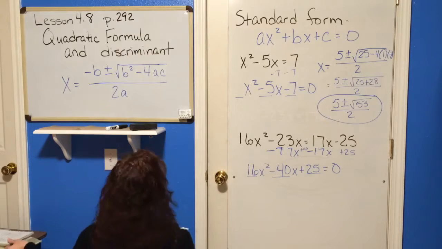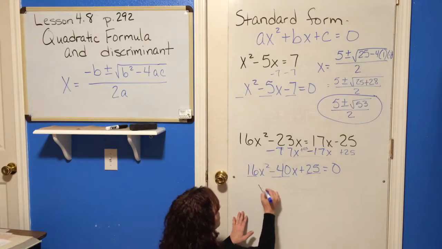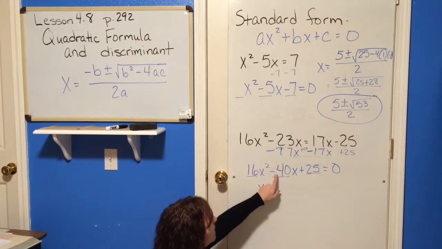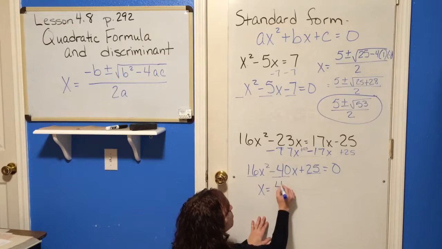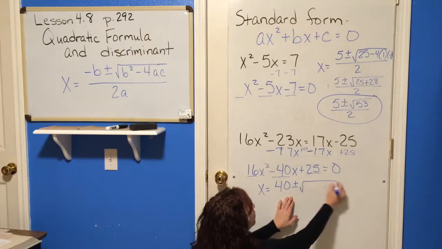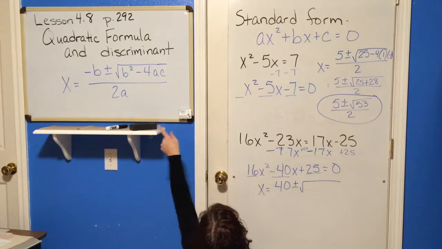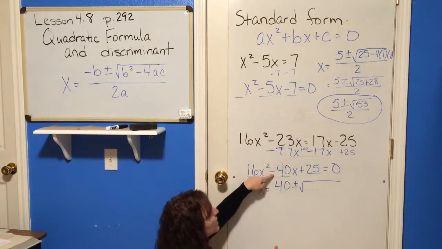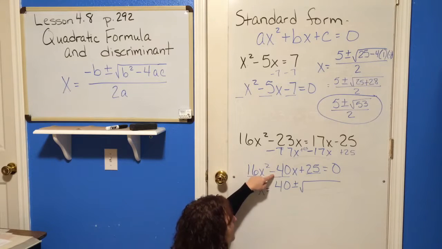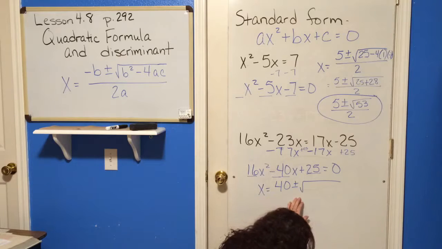So let's just put them in. X equals negative b. Negative of a negative 40 is a positive 40. Plus or minus the square root, and I'm just plugging them straight into the formula. Plus or minus b squared. B is, again, negative 40. Negative 40 squared. 4 times 4 is 16, so 160. Is that true? Oh, no.